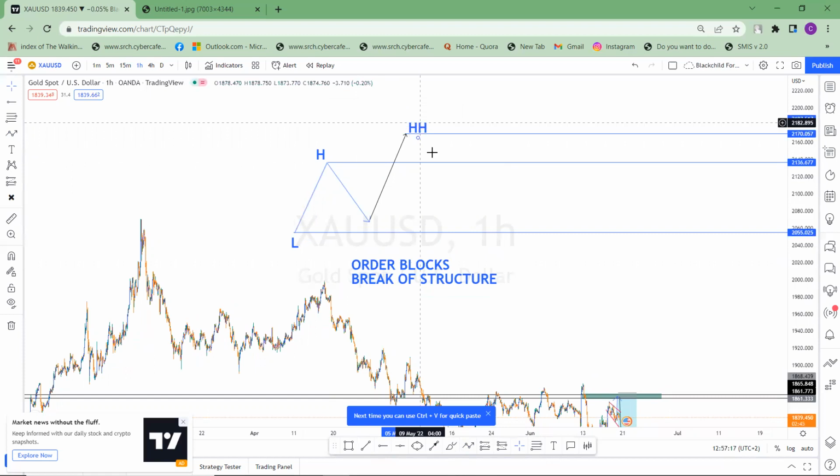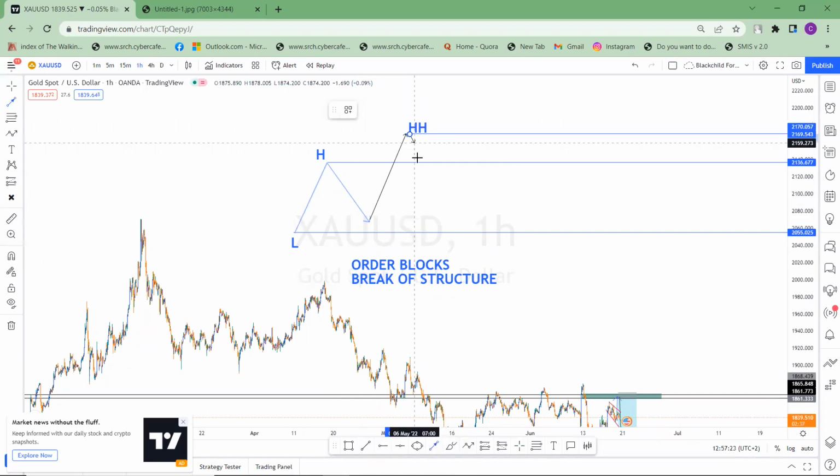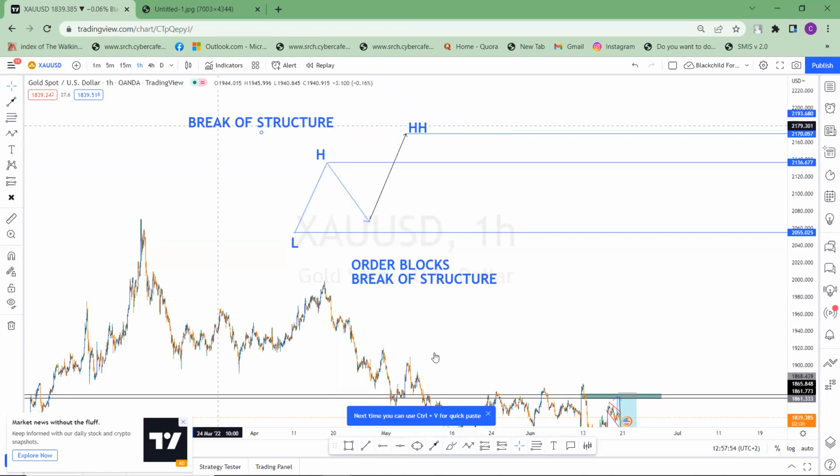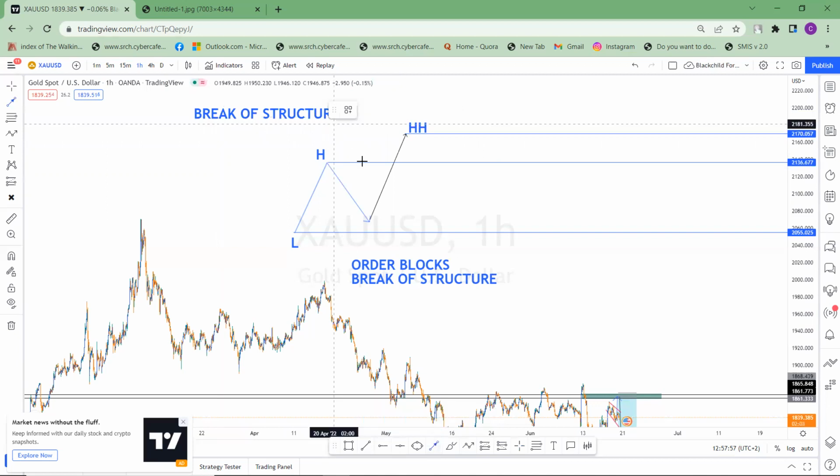It can only be a new higher high if it decides to reverse, even if it's here or here or here, but at the moment, that's our new higher high. Because this structure has been broken, that area is now called a break of structure. Why? Because this structure has been broken.